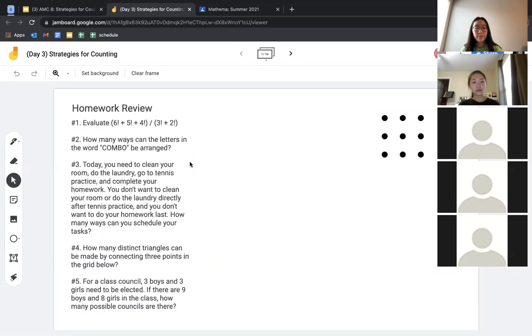Okay. So the answer to number 1 is 108. So 6 factorial plus 5 factorial plus 4 factorial is going to equal 864. And then 864 divided by 8 is going to be 108. So the first one is 108. Number 2, how many ways can the letters in the word combo be arranged?